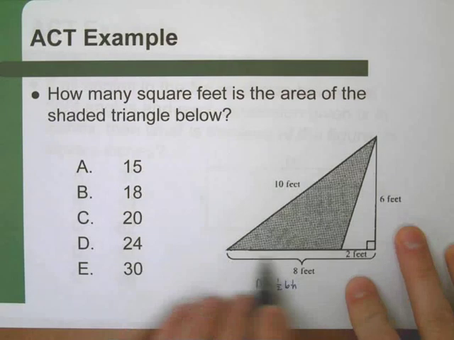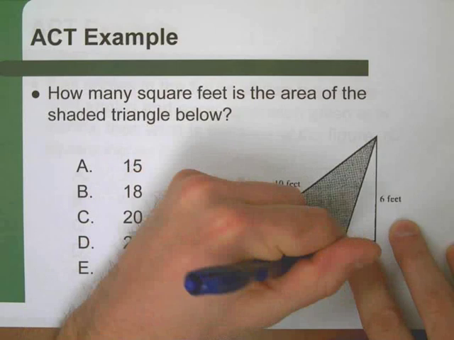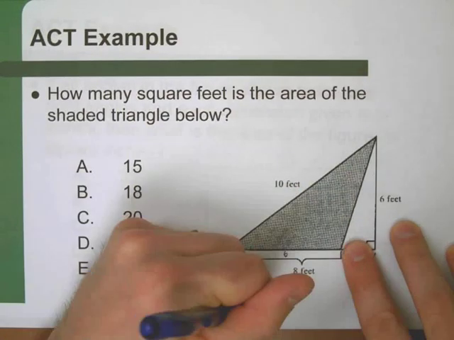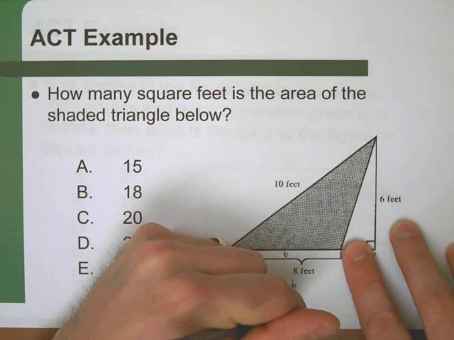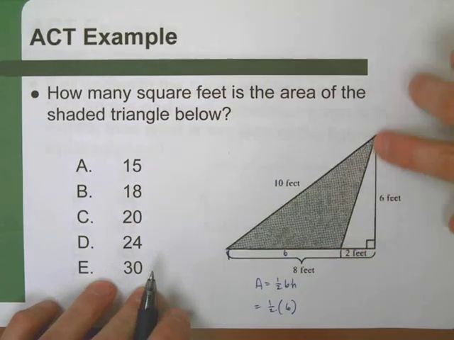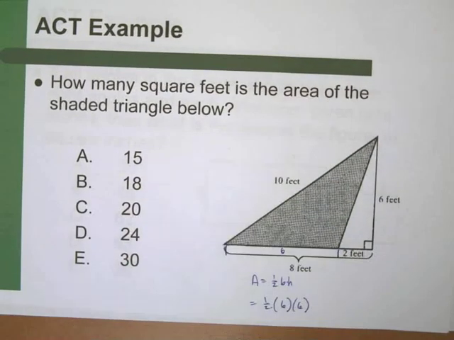What's the base of the shaded portion? See, that's 8 feet total, and there's 2 feet here. Doesn't that mean that there's 6 feet between these 2 points? So that's a 6. How tall is the triangle vertically? 6 feet. I don't care that it's outside. It doesn't matter whether it's obtuse or acute or a right triangle. It's just how tall is it vertically, right?